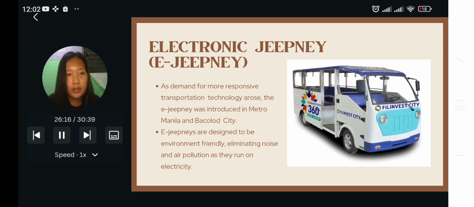So, compare yung e-jeepney sa traditional na jeepney, syempre, mas less yung smoke na nilalabas, and syempre, mas... so, yun nga, napaka-environment friendly niya. Tsaka hindi rin siya maingay dito tulad ng mga ibang jeep talaga. So, yun lang.